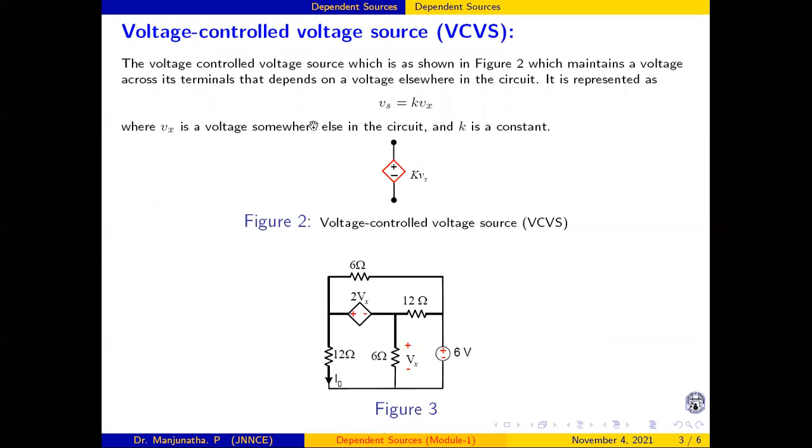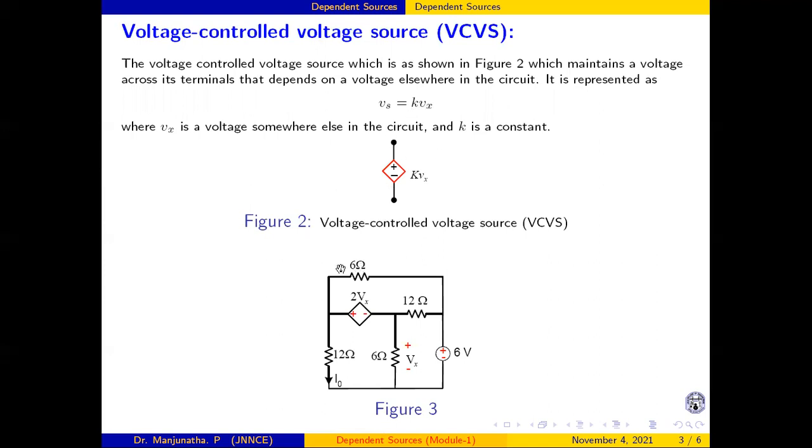Voltage controlled voltage source. The voltage controlled voltage source, as shown in the figure symbolically, maintains a voltage across its terminals that depends on a voltage elsewhere in the circuit. It is represented as Vs = K times Vx, where Vx is a voltage somewhere else in the circuit and K is a constant.